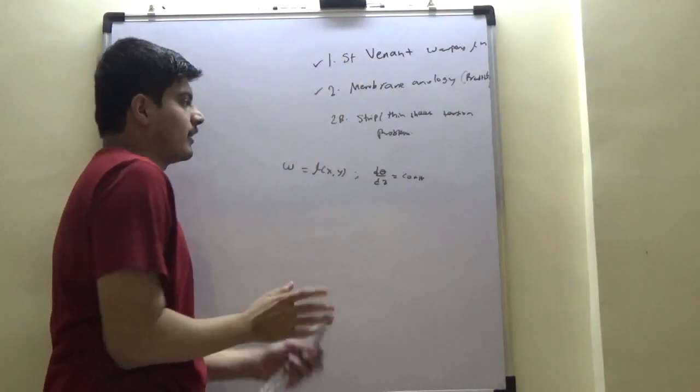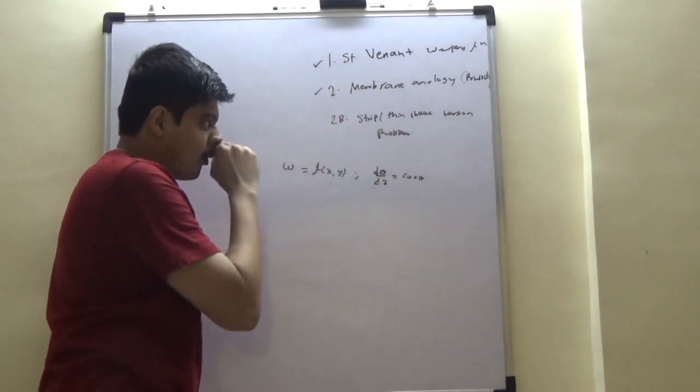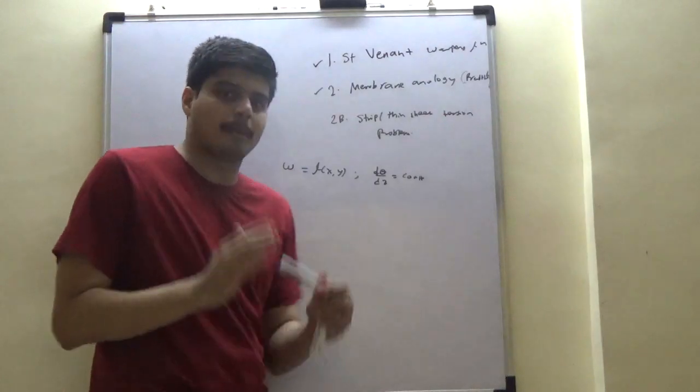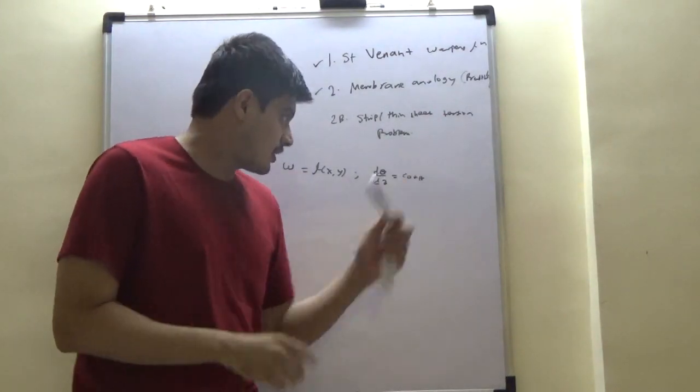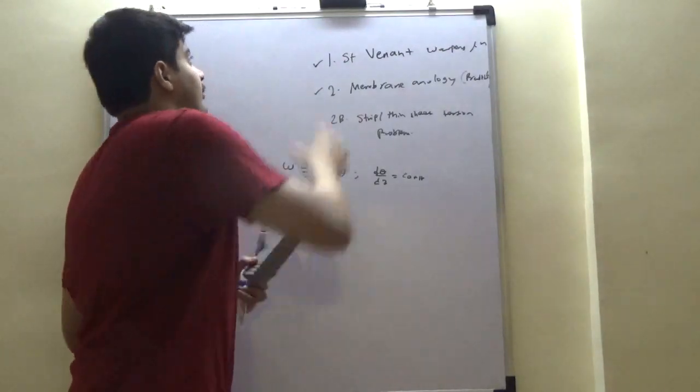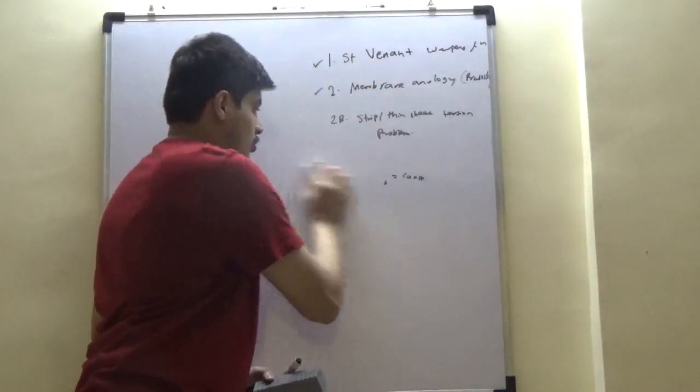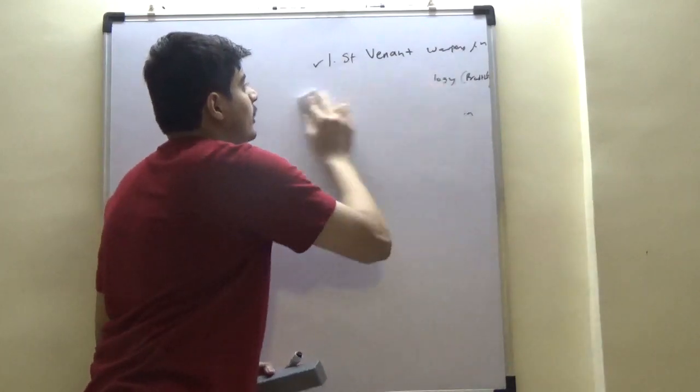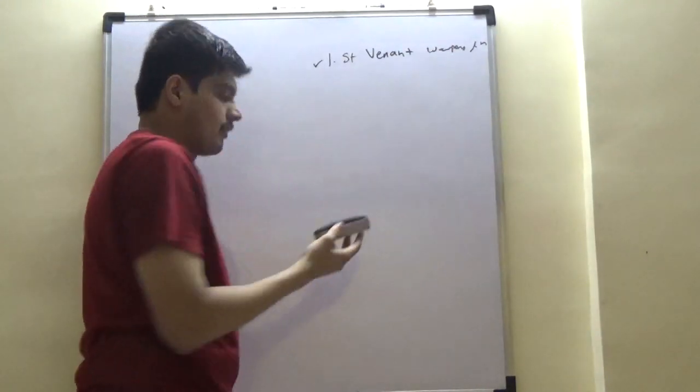So after looking at this, we will quickly look at what happens in the thin-shaped torsion problem, a strip problem, based on this formulation, and then close the theoretical and mathematical foundations of this chapter. So let us start one by one. We will look first at Saint-Venant's warping function.